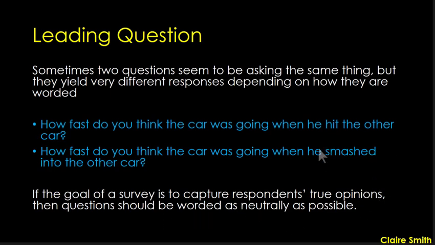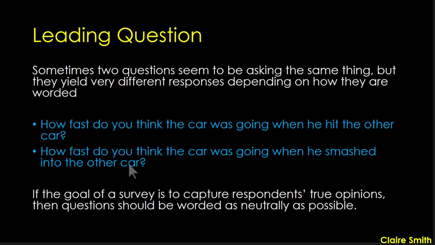So if you're using verbiage like "smashed," or things that imply that someone's going fast in this example, or any type of question, anything that's not a neutral verb or way to word it, we want to avoid that. We don't want to lead the participants to answer in a certain way. And this goes for all types of questions.